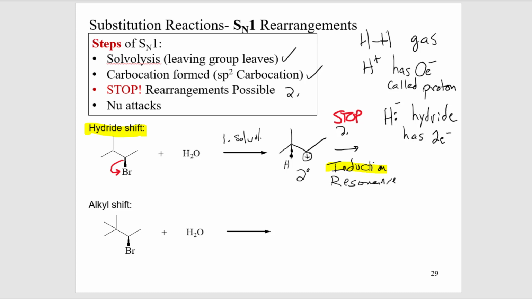I always imagine that the carbocation represents an empty seat, right? It's an empty orbital. It's my empty seat at the table. And that hydride unplugs its electrons and hops over to the empty seat. So the hydrogen and its 2 electrons unplug from that carbon, that tertiary carbon, and hop over, a hydride shift.